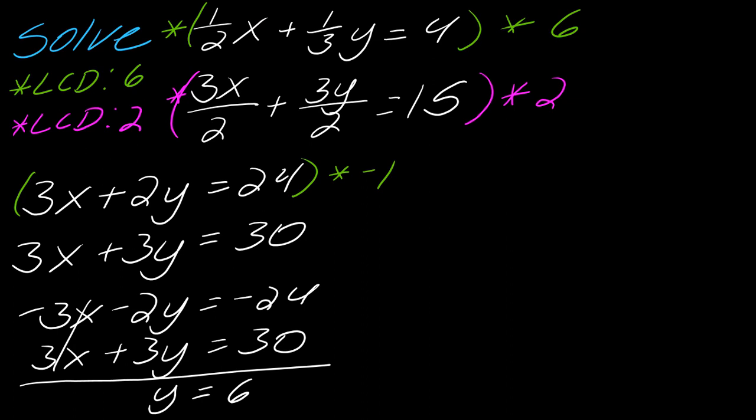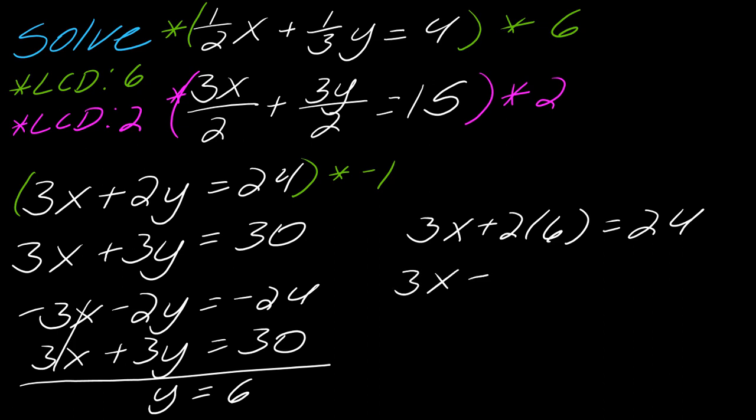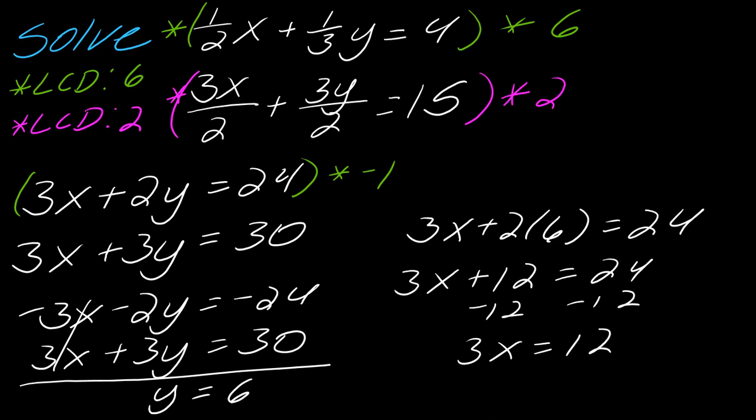So I'm going to plug it into, I don't know, let's plug it into the first equation. So 3x plus 2 times 6 equals 24. Let's just work that out. This becomes 3x plus 12 equals 24. I can subtract off the 12, so I get 3x equals 12, and if I divide both sides by 3, I get x equals 4. And so my solution in this case is (4, 6).